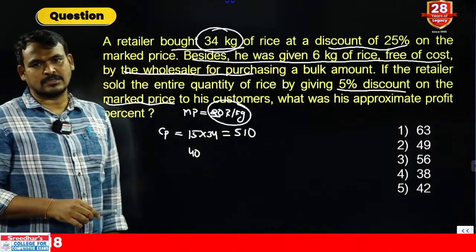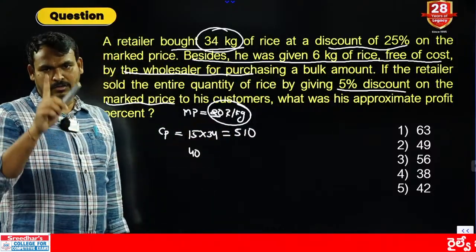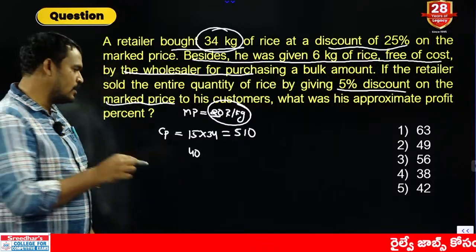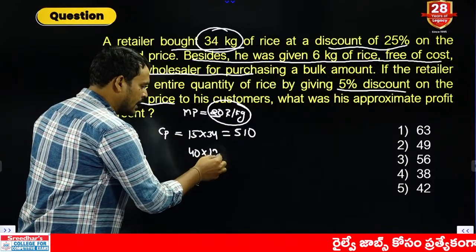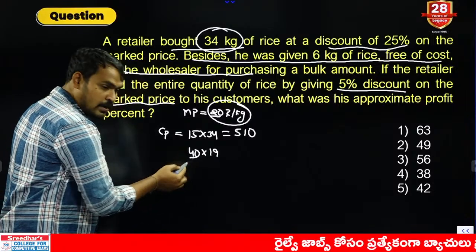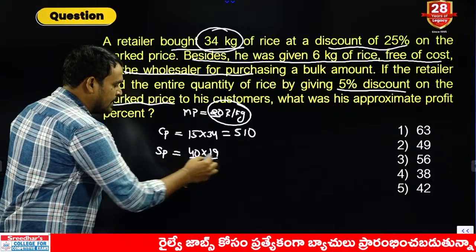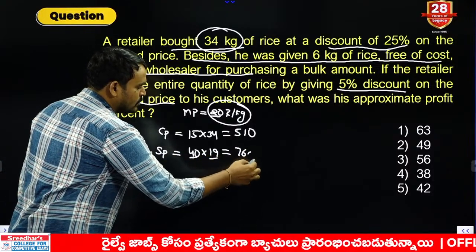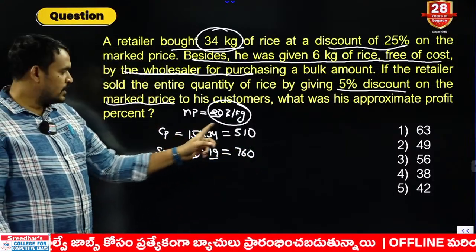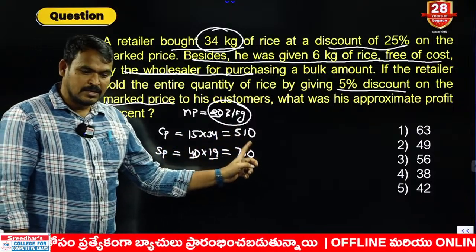In that 5% discount, what is the 5% of 20? 1 rupee, or not? 1 rupee discount means the selling price is how much? 19, or not? 19. How many kgs? 40. What is the per kg value? 19. Then the selling price is 40 into 19. 40 into 19 means how much? 760. Cost price is 510, selling price is 760.